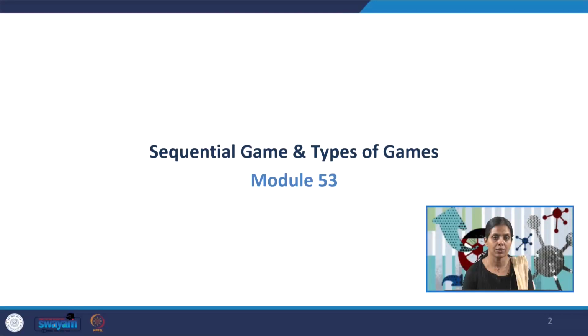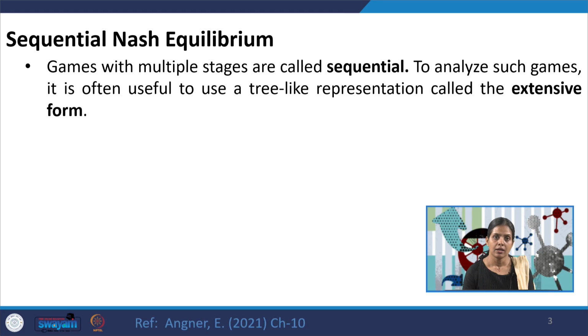So far we actually discussed normal form games, which are basically simultaneous games. Next we are going to talk about sequential games, followed by types of games. Games with multiple stages are called sequential games. To analyze such games, it is often useful to use a tree-like representation called the extensive form.